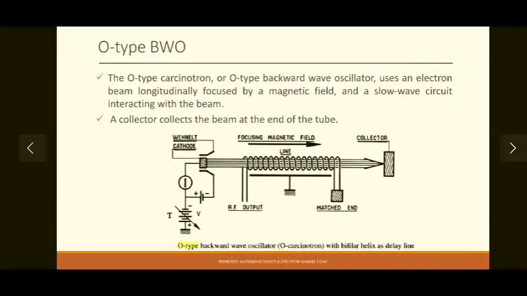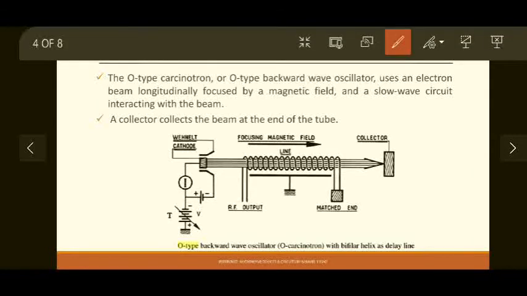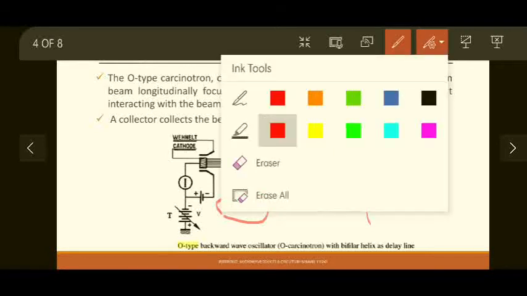So let's see the O type BWO, that is the linear beam type BWO. If you see, the structure is quite similar to the helix TWT, where there is a cathode which is producing an electron beam, then there is a collector, then there is a helical coil, and a focusing magnetic field is also there. But the difference is that now, observe this, here we are taking an output rather than giving an input. So input must be given somewhere along here or here. There will be an anode or some sort of arrangement which will give input over here. So that is the main difference.